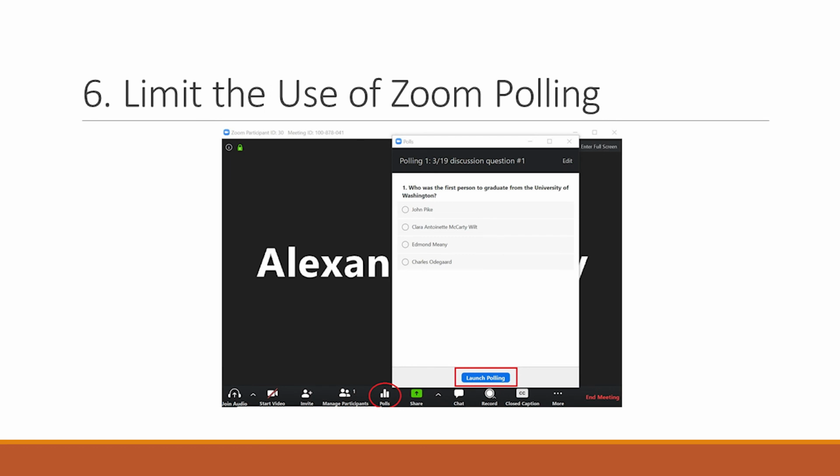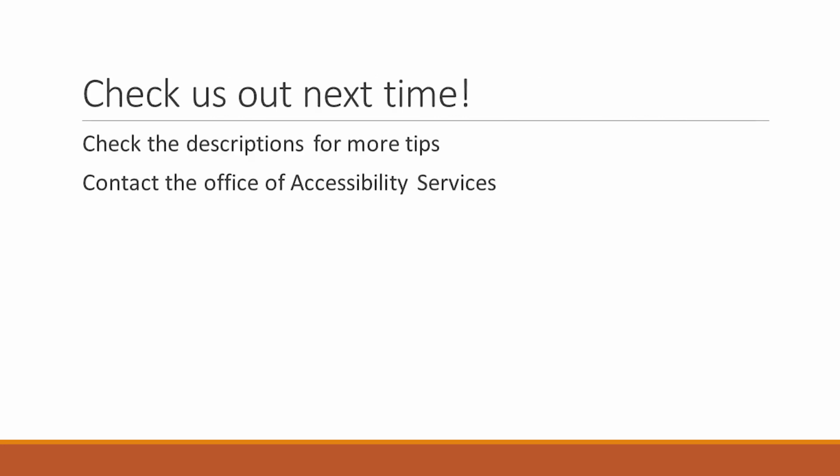Number 6, limit the use of Zoom polling. Zoom polling is a great tool for real-time quizzes and interaction, but it poses accessibility barriers for many students. Those that call into the meeting, rather than use the video call feature, will not be able to participate in polls, and those with visual or cognitive disabilities may have difficulty completing the polls. If students are not able to participate in the polls, then their input will not be reflected in the poll results. So be aware of this when using student poll data to make important class decisions.